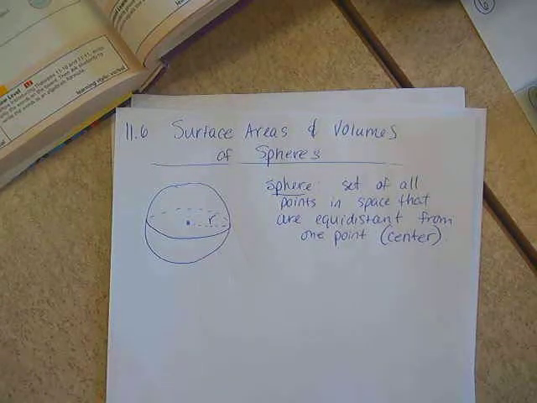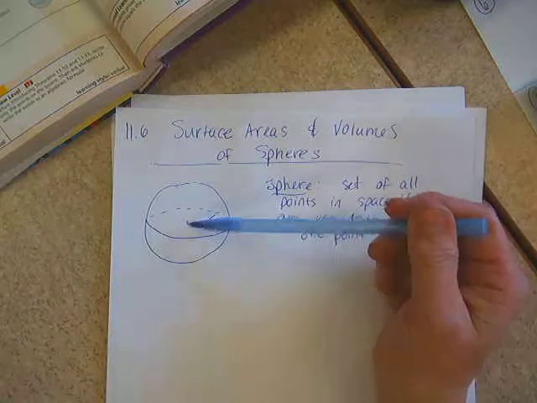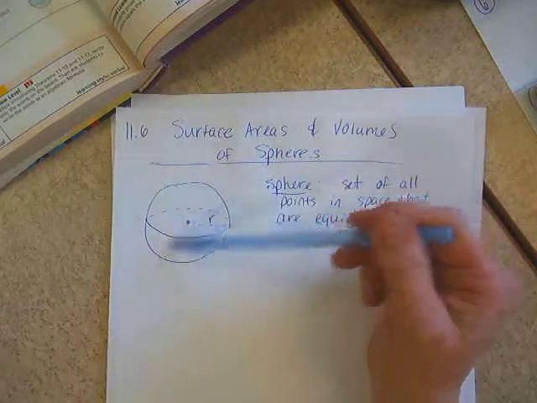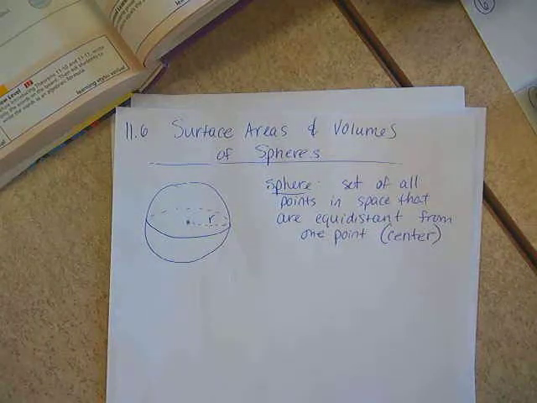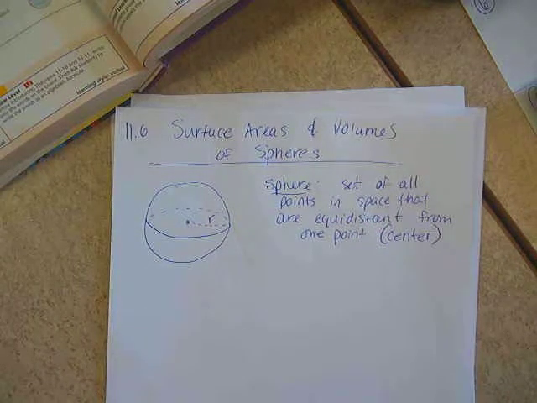Just like a circle, a sphere has a radius, but the radius could go anywhere from the center to the outside of the sphere. So if you're going from the center and hitting the sphere, you've got a radius. And the radius should be the same length regardless of which direction you go out from the center.